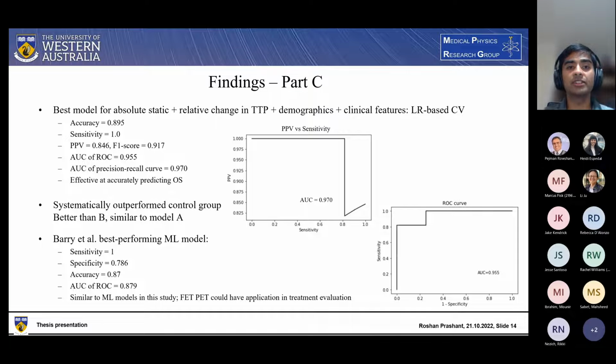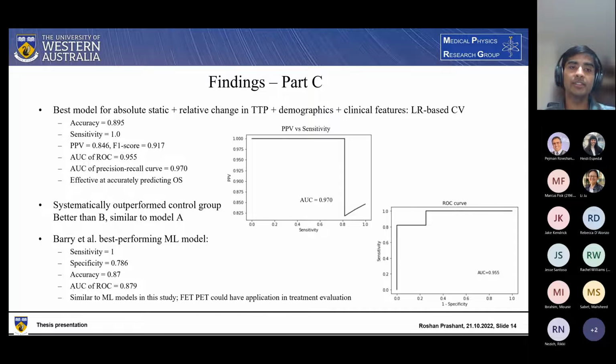In Model C, which included absolute change in static features, relative change in TTP features, demographics, as well as clinical features, the best performing model was a logistic regression-based Leave-One-Out cross-validation. And this yielded, once again, an accuracy that was very similar to that of Models B and A, and a very high sensitivity. And once again, the areas under the curve were very close to 1. So this shows that this model was also effective at accurately predicting the overall survival.